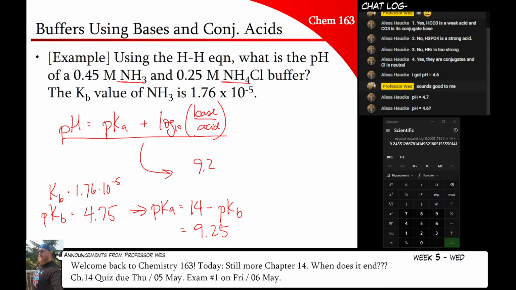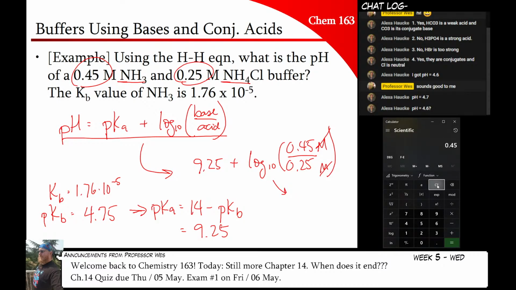So this will be 9.25 plus log of base. So here's my base over the acid. They're both molarity, but those cancel out anyway. And we'll just punch it in the calculator. So 0.45 over 0.25. That's what's in the log. Log, plus 9.25. 9.51. Wow, this is so much easier than ice tables. Isn't it great? Thanks, Henderson-Hasselbalch.